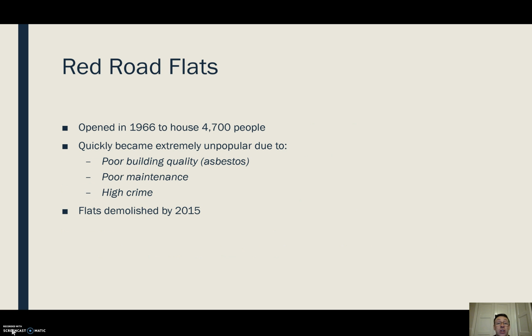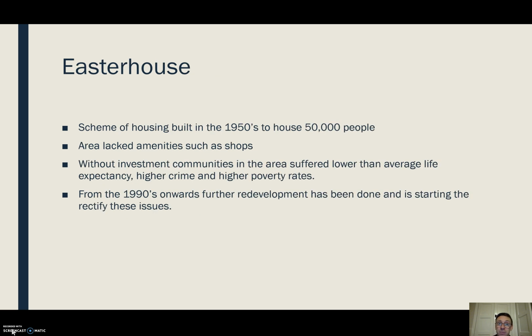The Red Road Flats is another example of a similar programme that was put in place. In the 1960s, these flats were built to house just shy of 5,000 people. They were extremely unpopular because, one, they were very, very poorly built. There was a lot of asbestos used in the building, and as much as historically we've used asbestos as a building material, we know now that it's a very, very dangerous one to use. They weren't well maintained and the crime rate was extremely high. And, in the end, this led to the Red Road Flats being demolished, and that was completed by 2015.